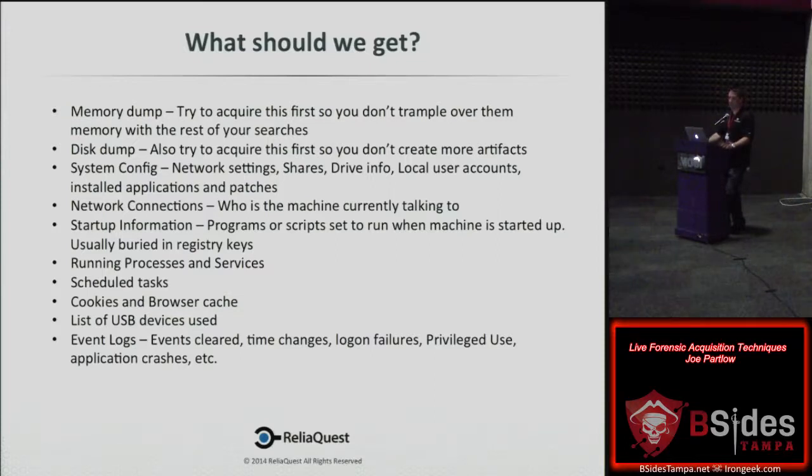So obviously, stuff like clearing of events, time changes on the system, login failures, any privileged use, application crashes. Any of that may be hints to when and how that machine was compromised, so that you can piece together your timeline. Any one of these things is probably not going to be a silver bullet for you. You're going to want to look at all these things, put them all together, and see how they fit. Some of them may be totally unrelated, but some of them may have hints that can help you with other parts of the investigation.